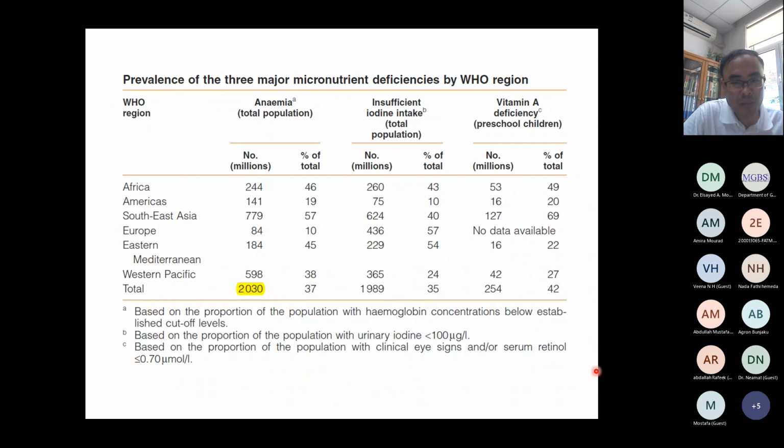You can see in this table, and I think this is the result from about 20 years ago, that at that time already 2 billion people suffered from anemia. So it is a big issue.